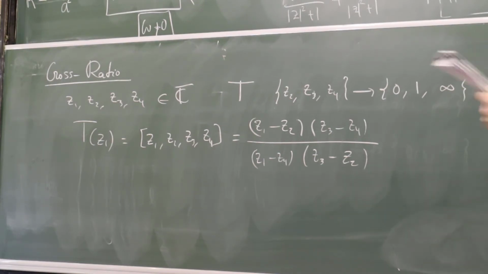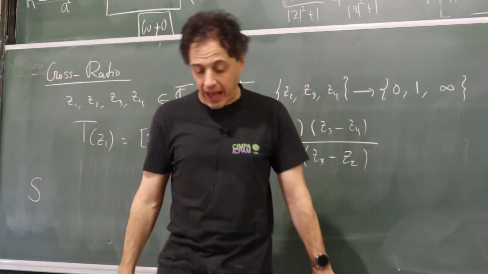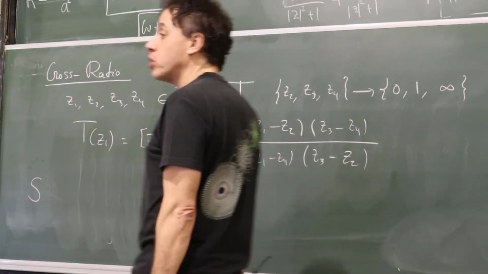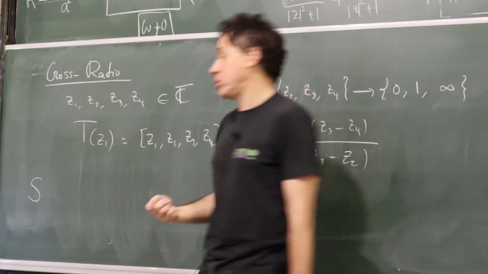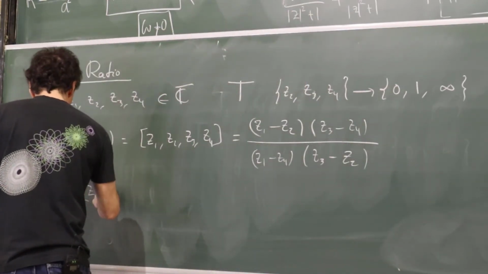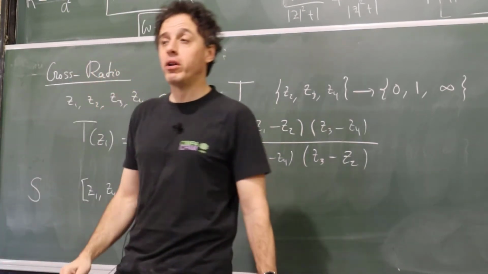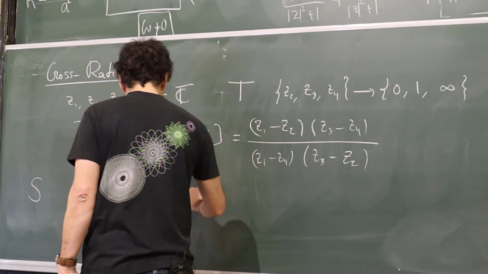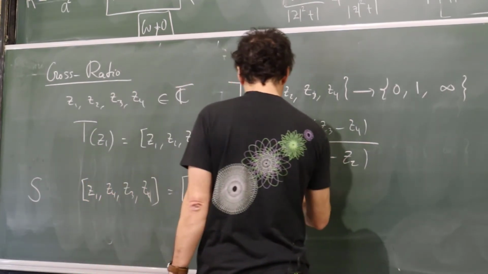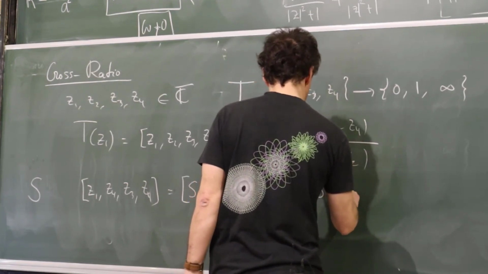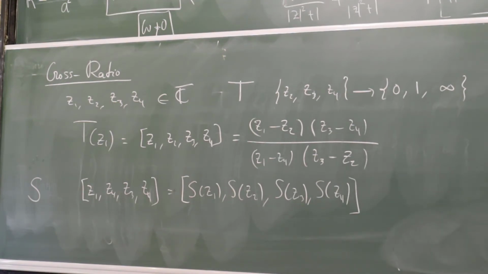And a property of the cross ratio is that, imagine you have another Möbius transformation S, any Möbius transformation S, then a Möbius transformation preserves cross ratio. So the cross ratio of 4 points is exactly the cross ratio of S Z1, S Z2, S Z3, S Z4. And this is quite easy to show.